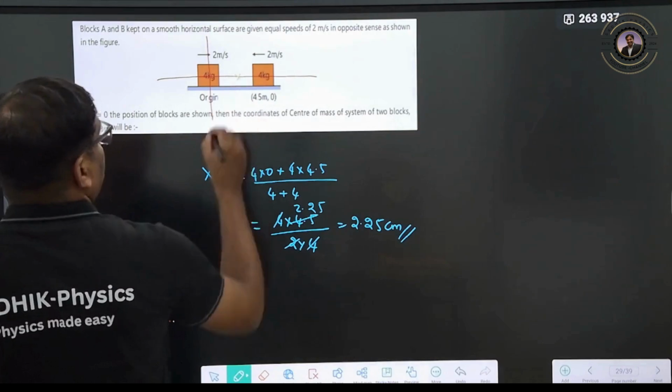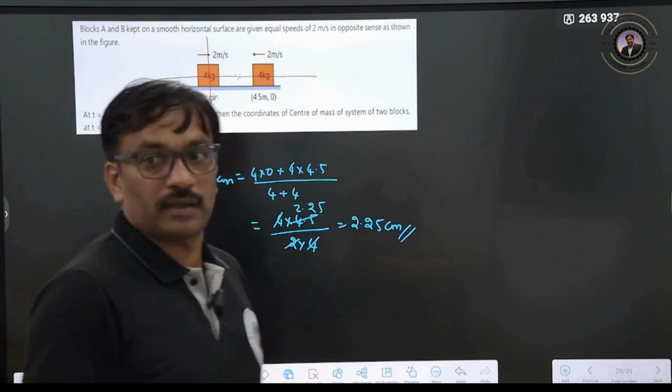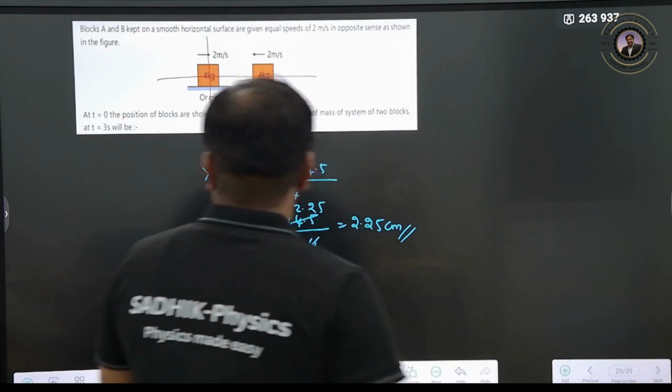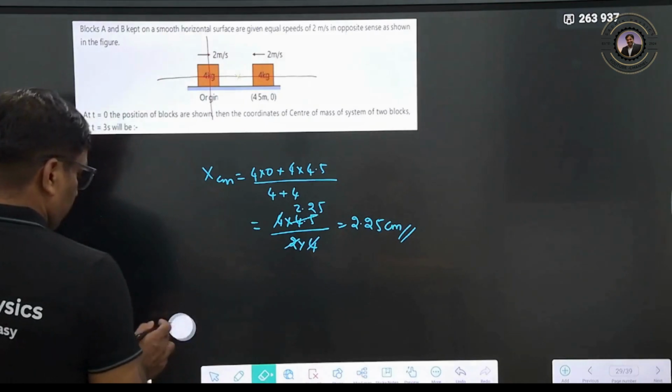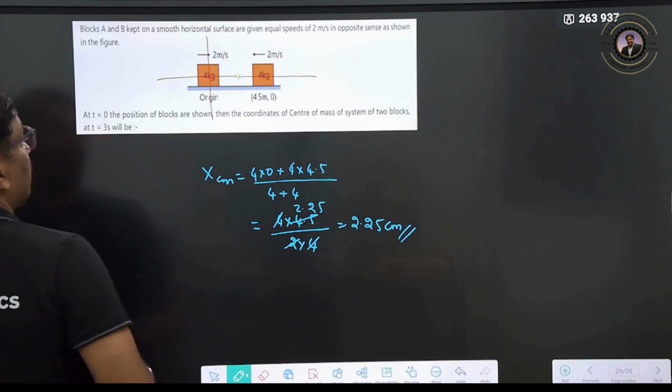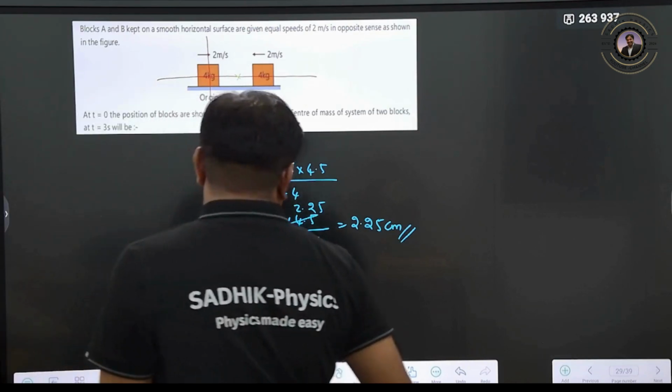Therefore somewhere here the center of mass is going to lie. Clear? The center of mass is going to lie at this point. So here is the center of mass. Therefore after 3 seconds, what will be the velocity of the center of mass now?